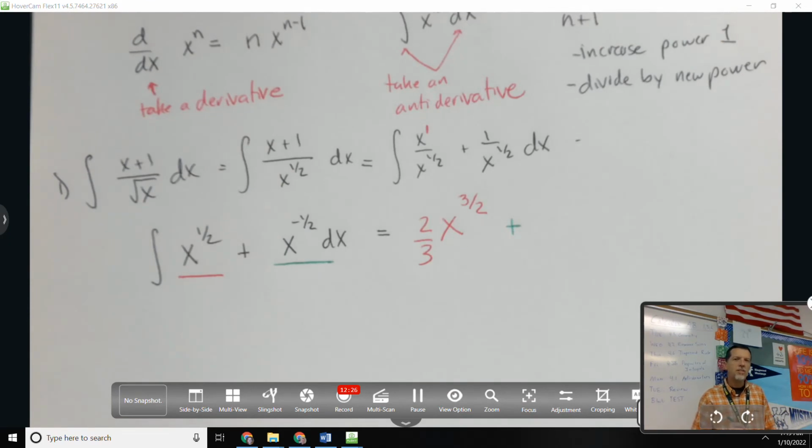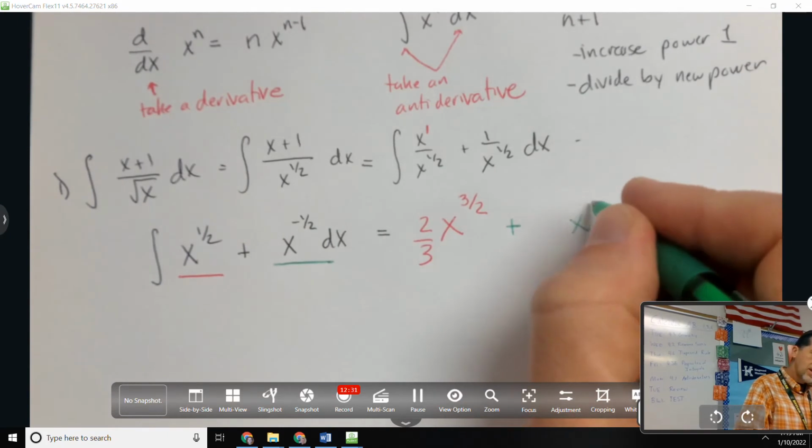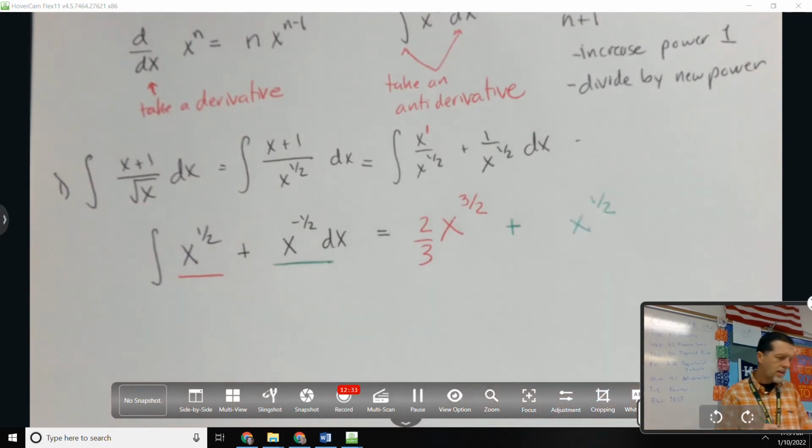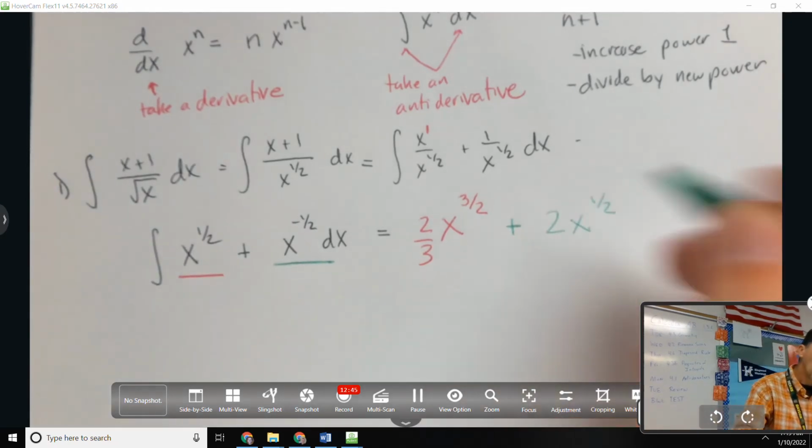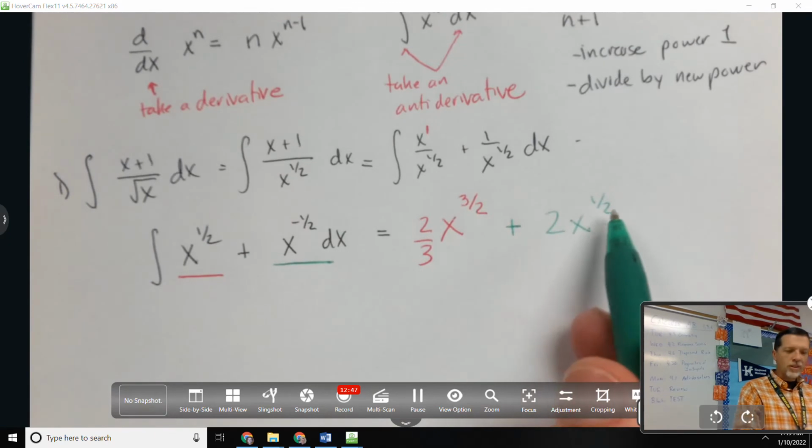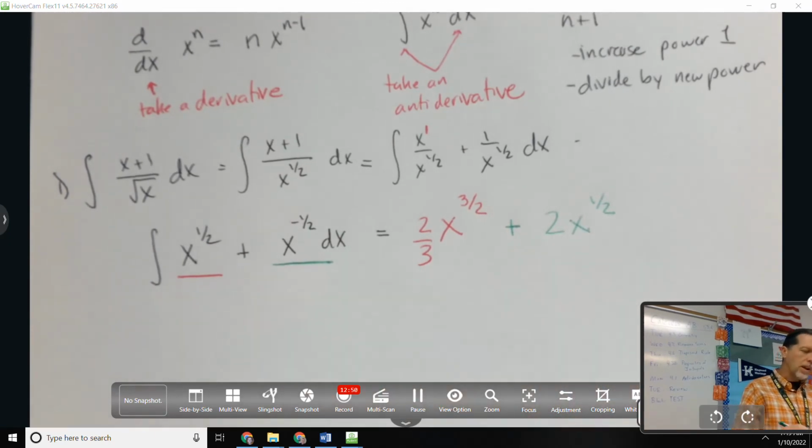Alright, if I start with negative 1/2 and add 1, that gets me to 1/2. And then I need to divide by the new power. So divide by 1/2, but that's the same thing as multiplying by 2. Or just figure out, well, I need a 2 there, so that 1/2 times 2 gets me back to 1. And then don't forget the plus c.